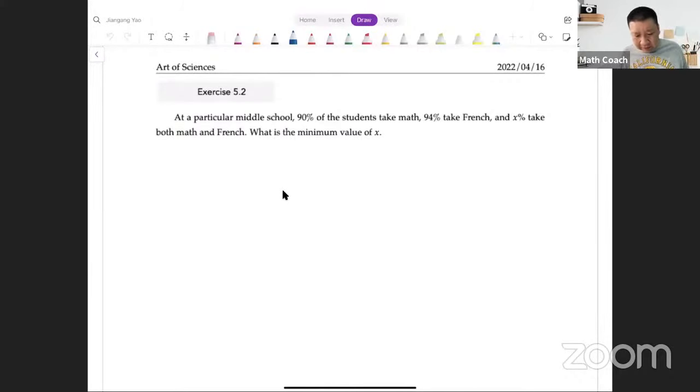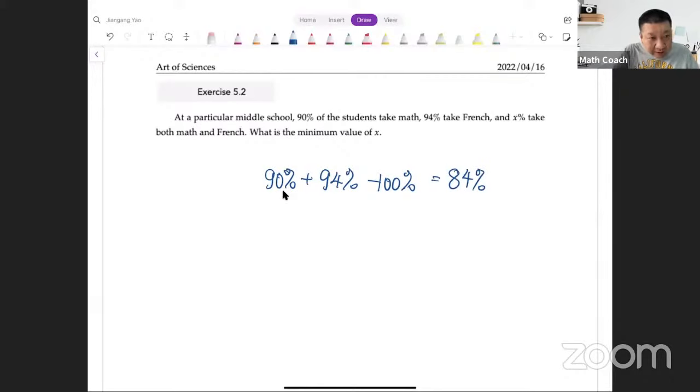And so this question is simple. You just add 90% with 94% and then divide by 100%. And that is 84%. Okay, all right. So now, hopefully next time and next question, everything will be back to normal and there will be no surprise.